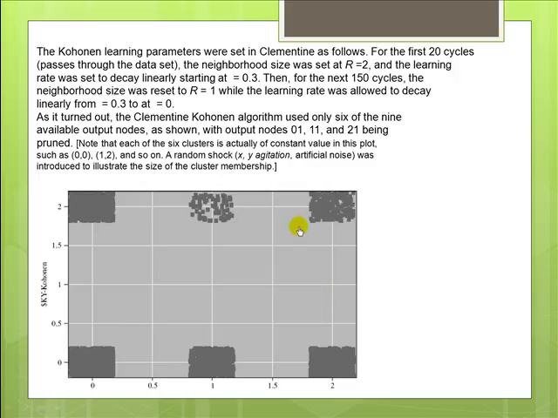Note that each of the 6 clusters is actually a constant value in this plot, such as 0,0, 1,2, and so on. So you really just have one single dot here, one single dot here, one single dot here. That's not very easy to visualize. So what they do is introduce a random shock, which is just like an XY agitation or artificial noise, to illustrate the size of the cluster membership. By doing that, you can see that this one probably has fewer dots than this one. If they were all just right on a single point, you would have no idea how many were included in each of the clusters. So they did that.